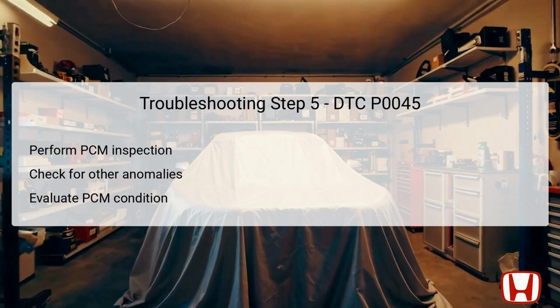In the final troubleshooting step, you will conduct a comprehensive inspection of the Powertrain Control Module, PCM, if all previous components have tested normally. The PCM is the central unit that processes all the data from various sensors and commands the actuator accordingly. If a fault exists within the module itself, it can lead to improper communication and functionality of the wastegate system.